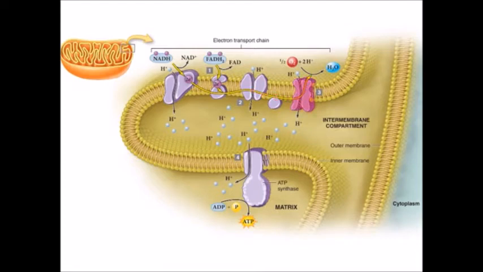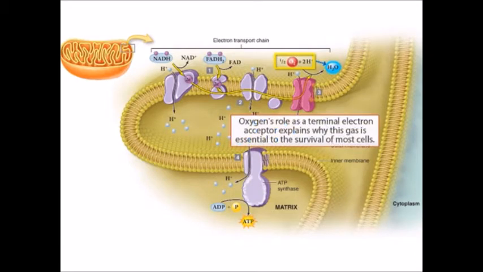At the fourth enzyme, the electrons are getting dumped onto an oxygen, which is called a terminal electron acceptor. The oxygen then immediately reacts with free hydrogens to form water, one of the end products of respiration. Oxygen's role as a terminal electron acceptor explains why this gas is essential to the survival of most cells.